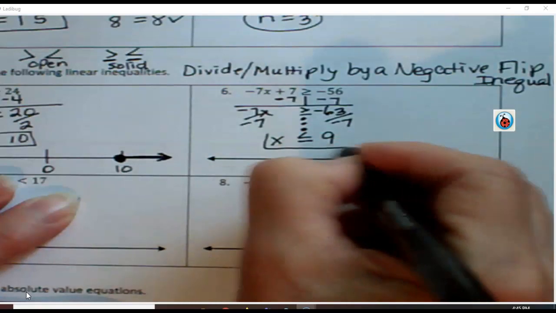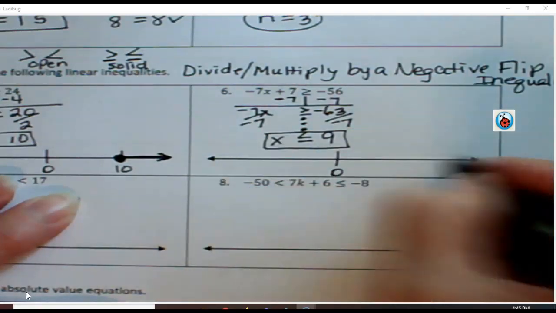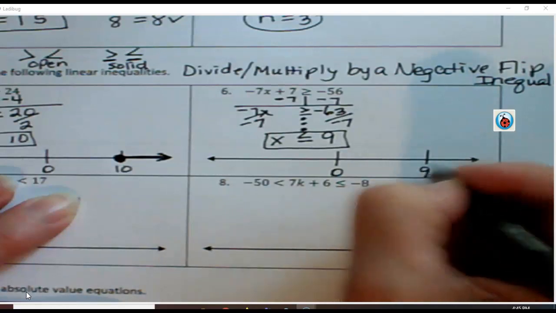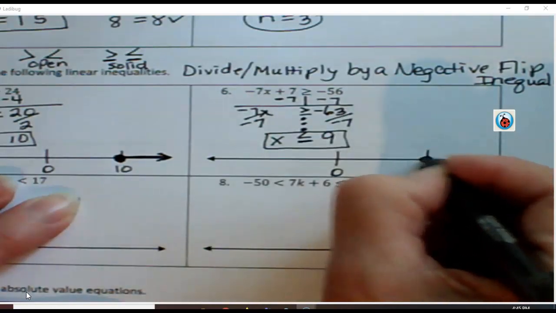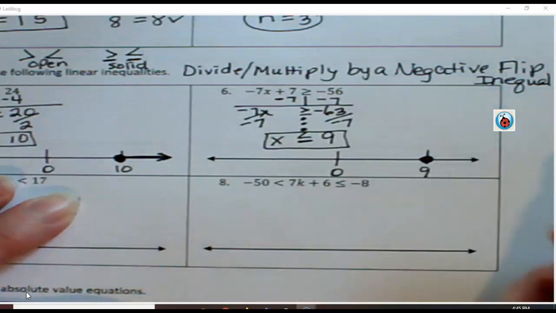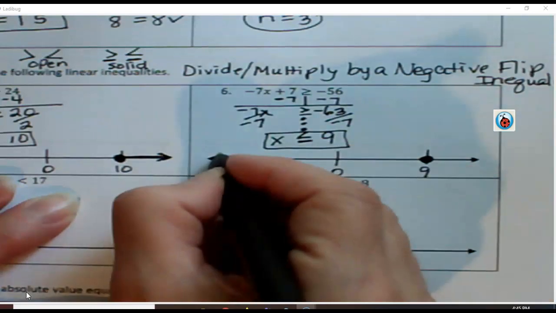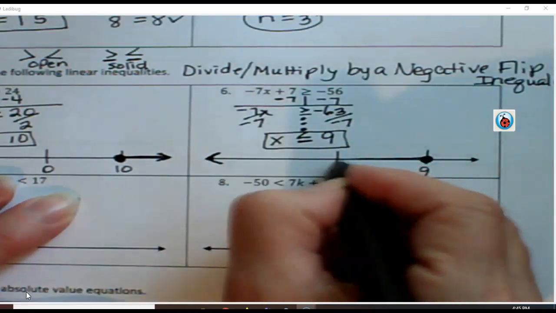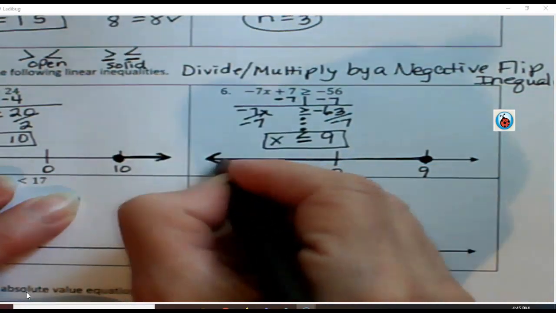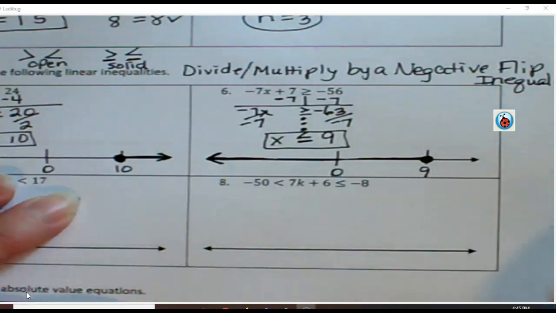This is my answer here, so I'm going to go ahead, draw a 0. 9 is out here somewhere. Again, it's a solid dot because you've got a line under it. That means to include 9 as one of your answers. And then less than is pointing in this direction right there. It looks just like a less than sign. So all of these numbers over here to the left, less thans go to the left, greater than goes to the right.